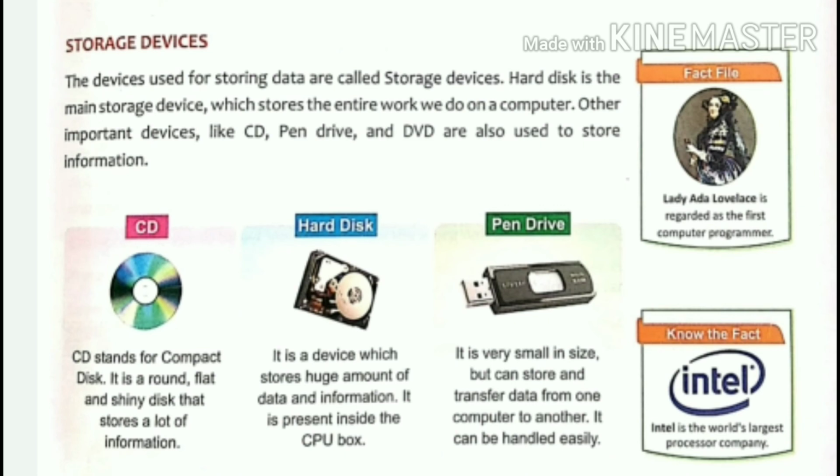So CD stands for compact disc and it is round and it has a shiny disc that stores a lot of information. Hard disk is a device which stores a huge amount of information and data. It is usually present inside the CPU box. Pen drive is small in size but can store and transfer data from one computer to another.